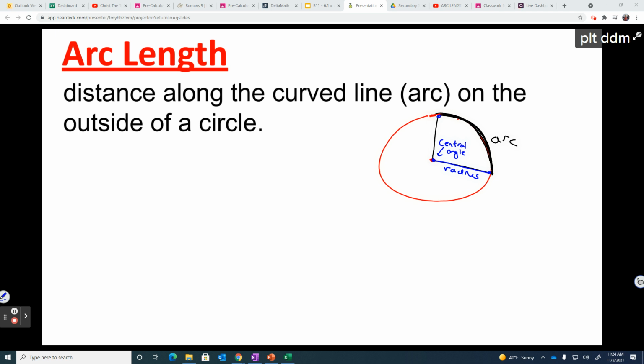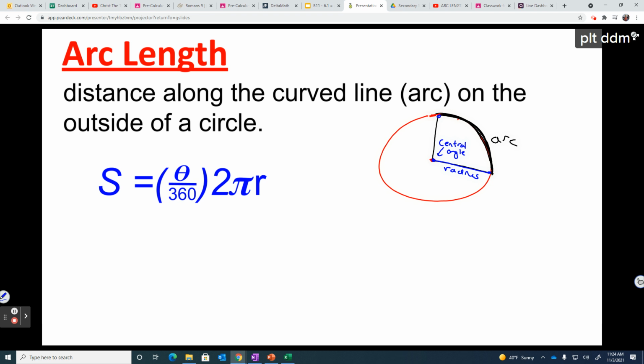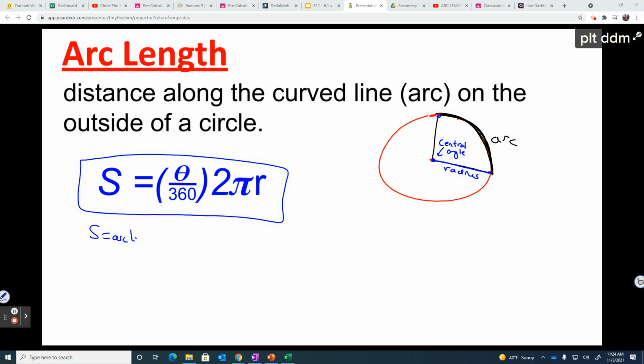So the formula for arc length looks like this. S equals theta over 360 times 2 pi r. It might seem like there are a lot of different symbols to memorize, but I'll show you where this comes from. Theta over 360, theta is the central angle. S, what do you think S represents? It's just the arc length, actually. S is just the letter we use for arc length.